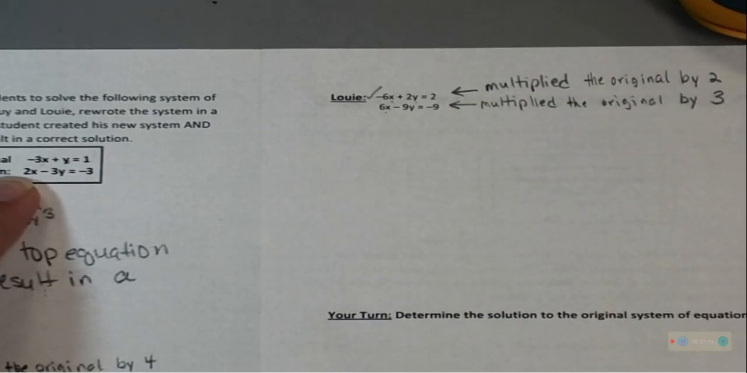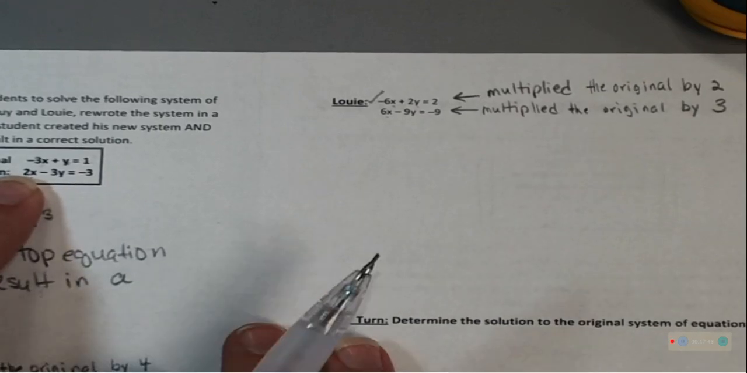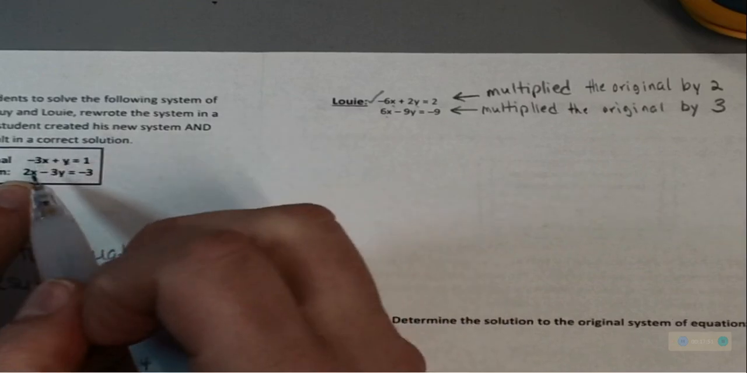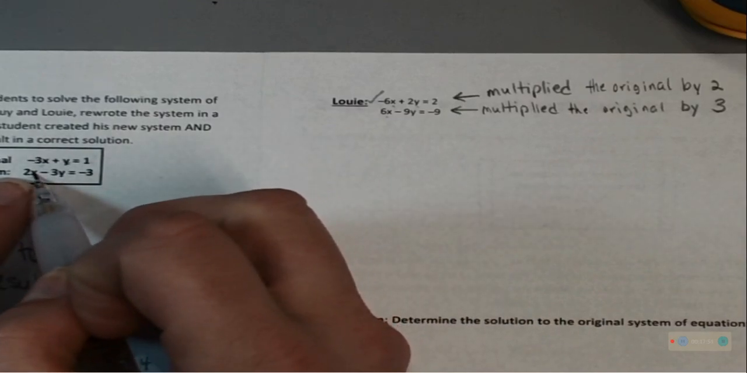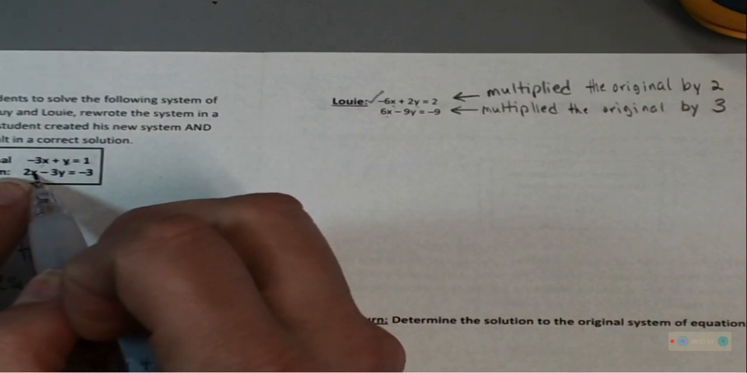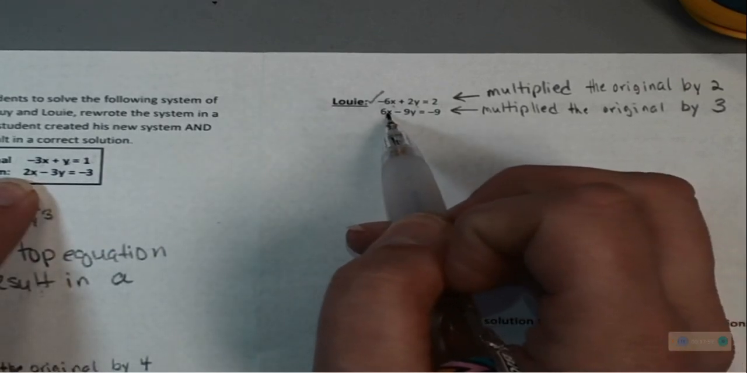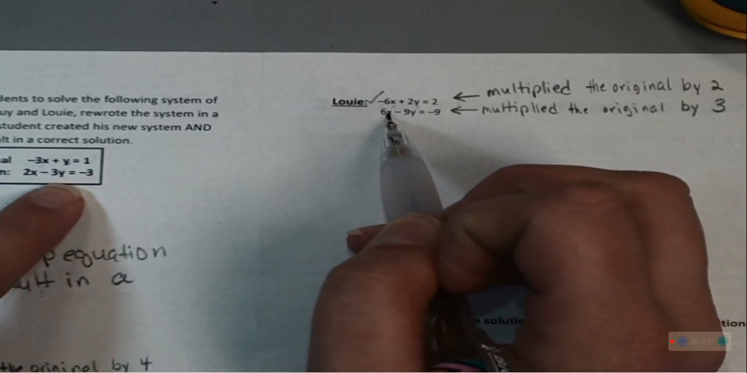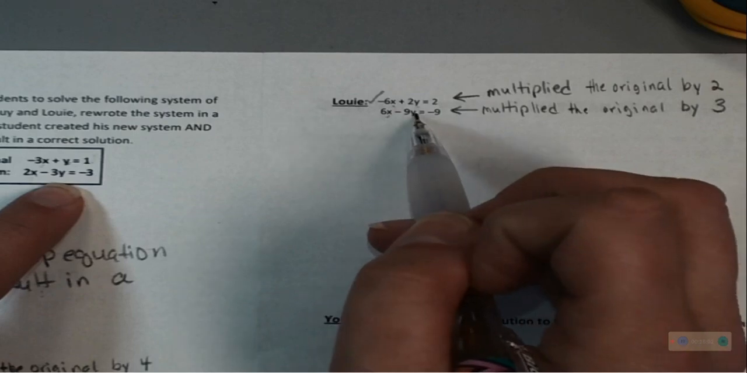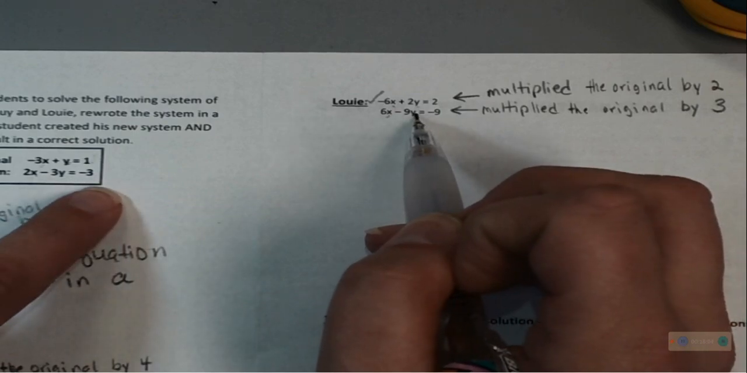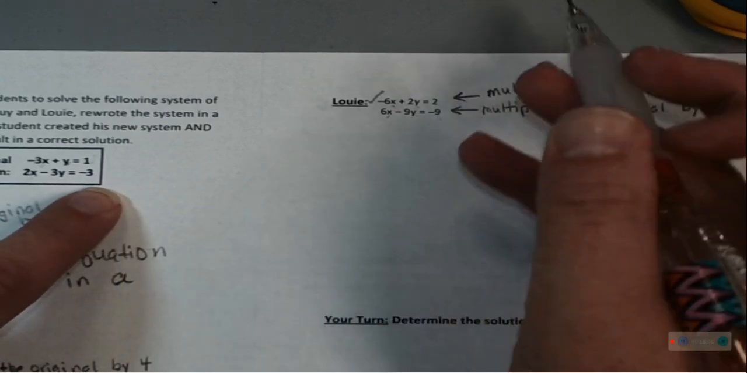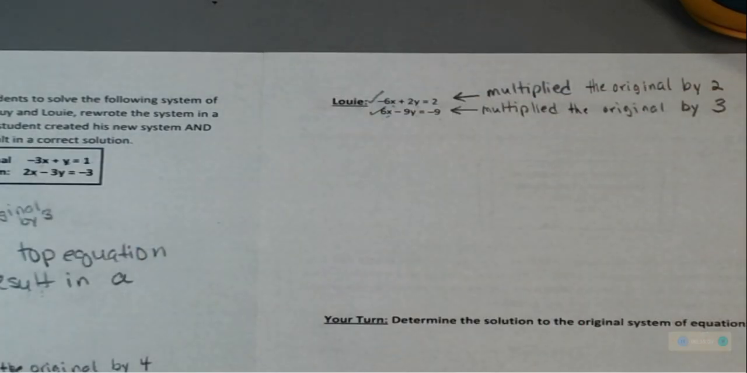Now, we have to check and make sure he did it right, because one mistake means the whole solution would be wrong. So 2x times 3 is 6x. Okay, so he's good there. What's negative 3y times 3? Negative 9y. So far he's all right. And then negative 3 times 3? Is negative 9.